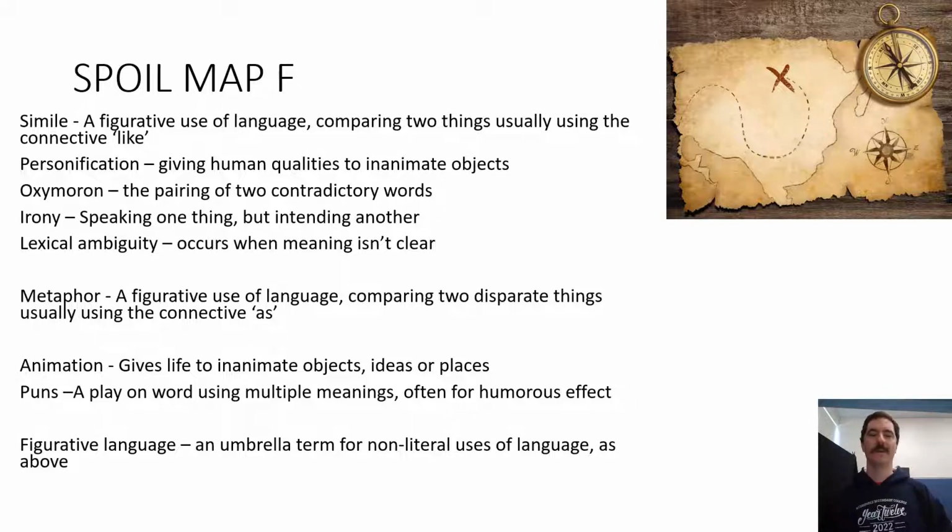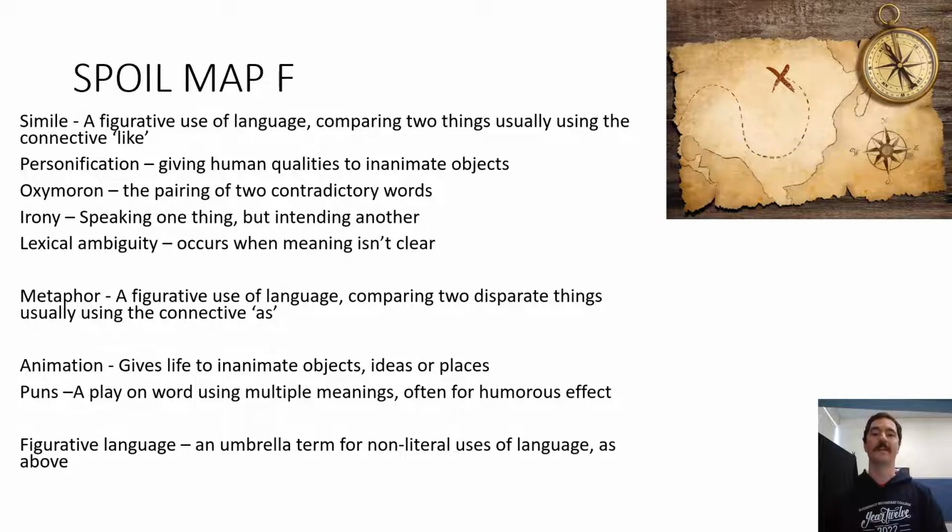Metaphor, comparing two things that are disparate, using 'as' typically in the middle to make strong figurative comparisons. Animation, giving life to inanimate objects, ideas, or places. So personification and animation are only slightly different. So animation is for anything, it doesn't need to be inanimate, so that's kind of the key difference. Pun is just a play on words. Being a vegetarian is a missed steak rather than mistake. Those sort of plays on words, whether you have double meanings or multiple meanings. And figurative language is sort of the umbrella term that all of this fits under.